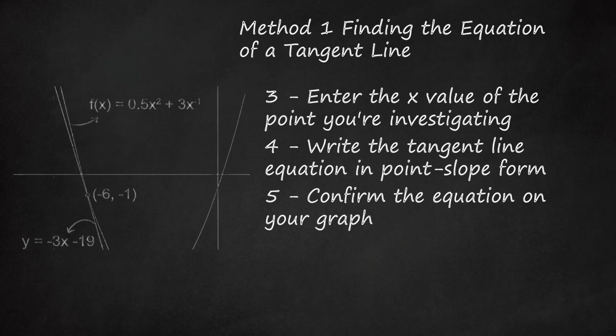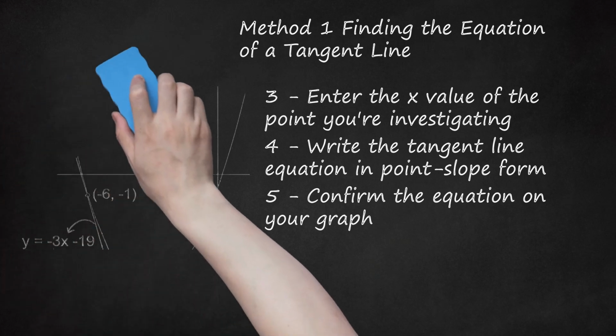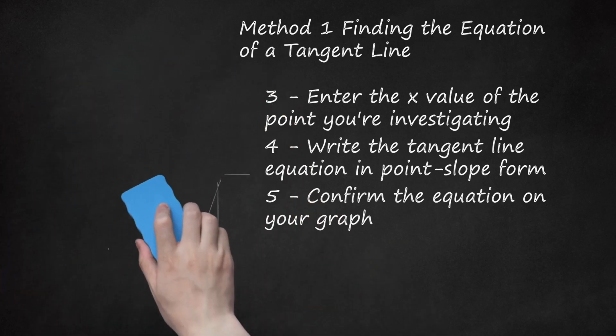The initial sketch showed that the slope of the tangent line was negative, and the y-intercept was well below 5.5. The tangent line equation we found is y = 3x + 19 in slope-intercept form, meaning 3 is the slope and 19 is the y-intercept. Both of these attributes match the initial predictions.